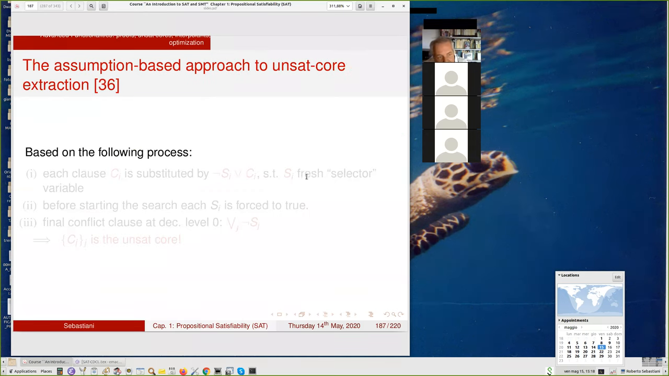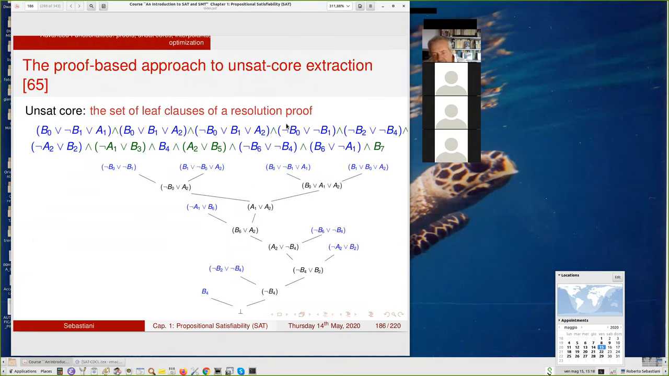Another technique is based on assumptions. Sorry, yes? About the last argument, maybe it's just a silly question: why were some subformulas green and others blue? Okay, the blue ones are the ones of the unsat core. The green are the others.